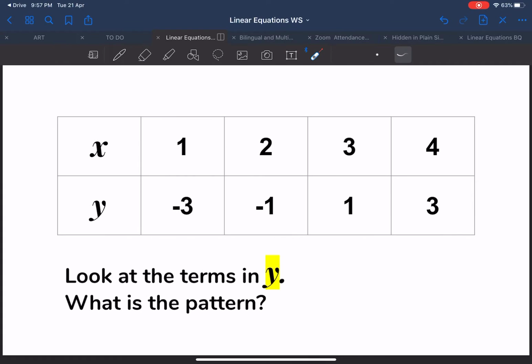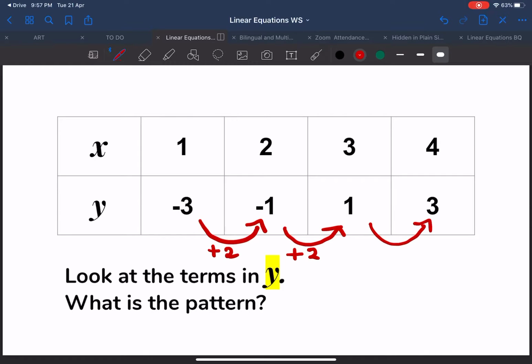So what is the pattern? Again, we can look at y, and to get from -3 to -1, we add 2. From -1 to 1, it's +2 again. And from 1 to 3, it's +2. So relatively easy. That's why our first lesson was finding out what the pattern is.